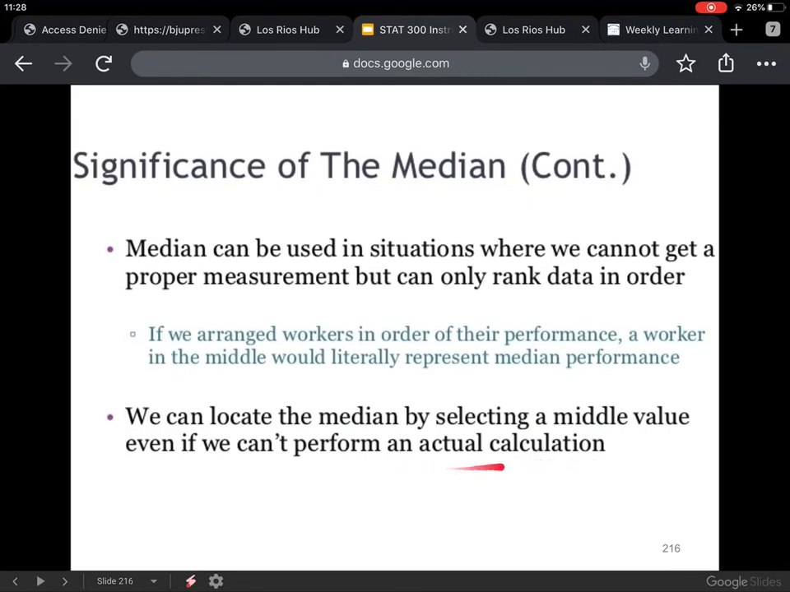Notice that. So all the data values can be put in order from least to greatest, right? One way or another, whatever the data type is.